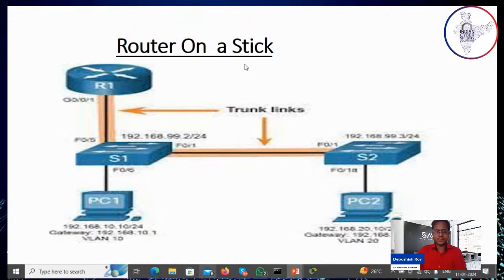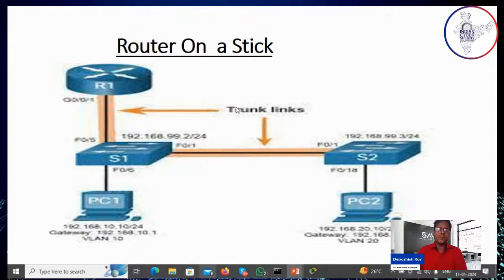And next we'll discuss a very important topic, that is a router on a stick. In this case, you can see there are 2 switches, switch 1 and switch 2. There is a trunk link between switch 1 and 2, and also a link between switch 1 and router 1. Now router 1 has VLAN 10 and VLAN 20. These two are configured on the switches. We can configure it on one switch also, but in this case, it is configured on 2 switches.